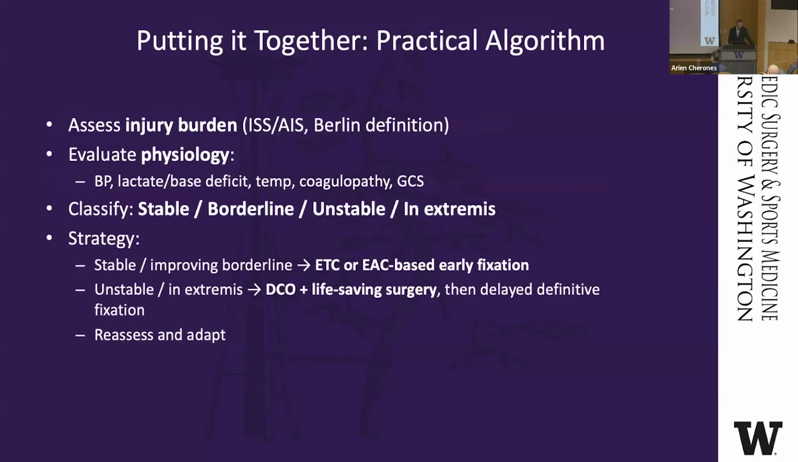So putting it all together, you need to assess their injury burden. That's done by looking at their initial trauma and classifying them based off of their injury severity score. You evaluate the physiology and the coagulopathy, their initial presentation with their GCS and any base deficits and their lactate levels, and you classify the patient as stable, borderline, unstable, or in extremis.